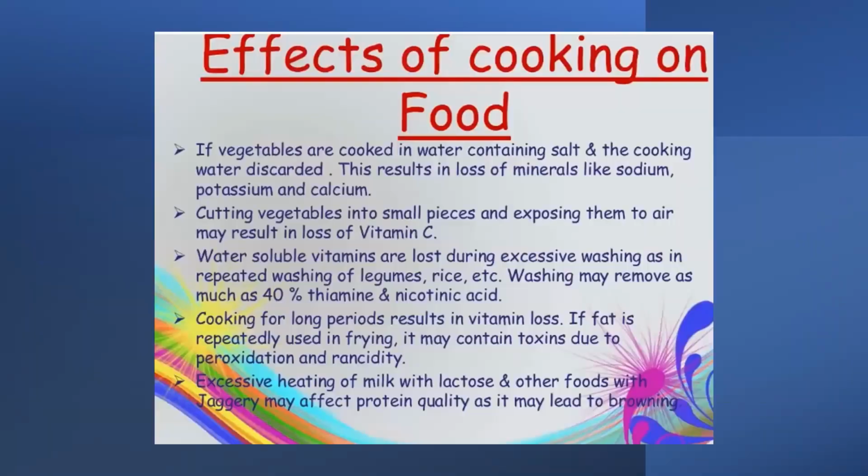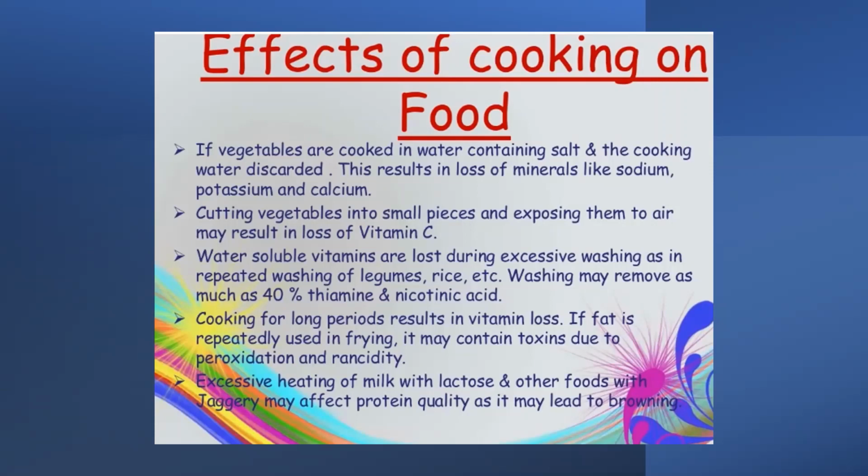So here are the effects of cooking on food. If vegetables are cooked in water containing salt and the cooking water is discarded, it results in loss of minerals like sodium, potassium, and calcium. Also, when we cut the vegetables into small pieces and expose them to air, there is a loss of vitamin C. Vitamin C is a volatile nutrient. Water-soluble vitamins are lost during excessive washing, as in repeated washing of legumes, rice, etc. Washing may remove as much as 40% of thiamine and nicotinic acid also. So you have to take care while washing the food items.